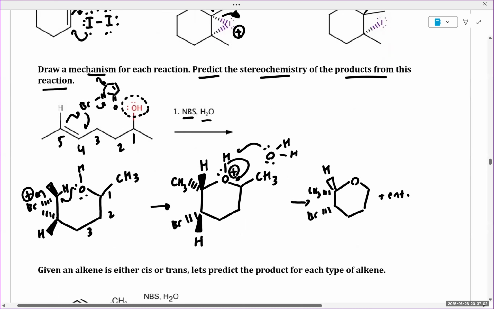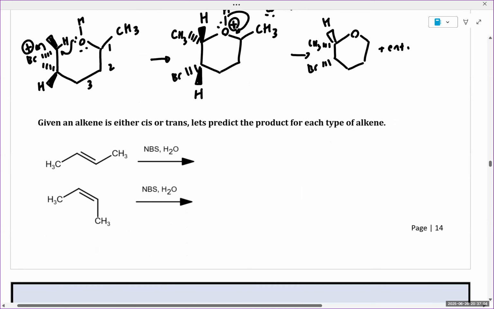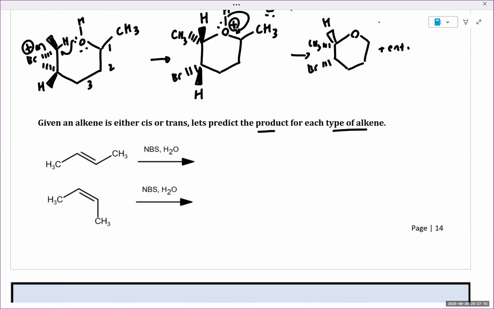Let's do some more practice now. Given that an alkene can be either cis or trans, let's predict the product for each type of alkene. So take a few moments, let's work through this example, and then we'll discuss. So we have an E and Z alkene. Let's predict the product for halohydrin formation given an E and Z alkene.